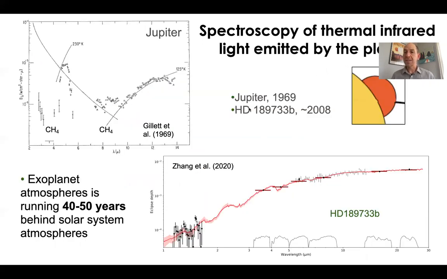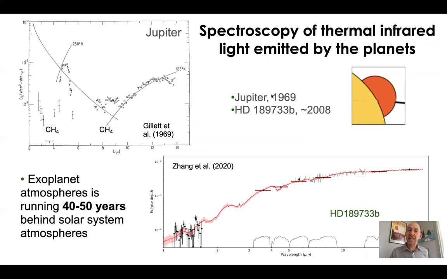So we'll come back to this. I just want to point out that in terms of understanding exoplanets, in terms of the data we have today before James Webb, we're kind of redoing what we did in the solar system 40 or 50 years ago.